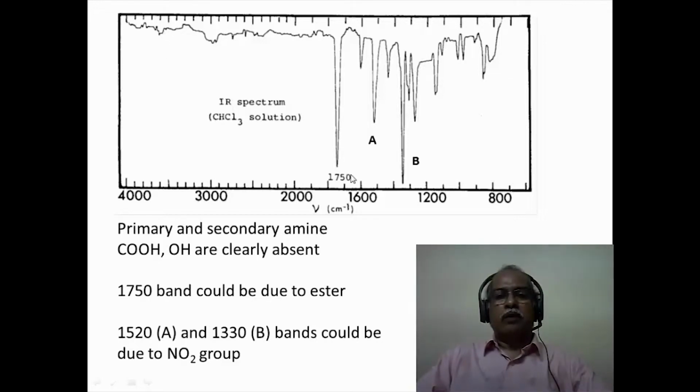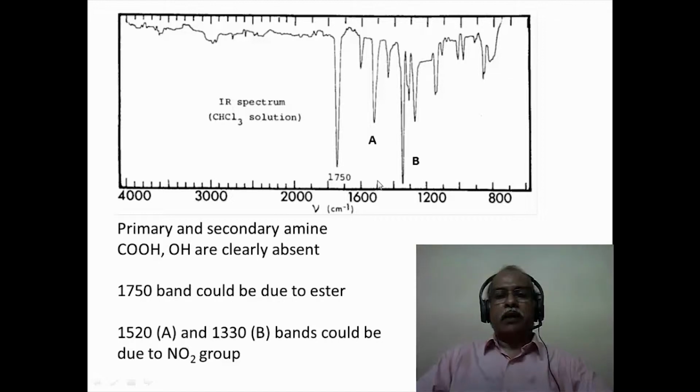However, the molecule has a carbonyl functional group, and it is evidenced by the 1750 peak. So the 1750 peak could be due to a saturated ester. Saturated esters typically come in the region between 1730 and 1760, and 1750 could be the right position for a saturated ester kind of functional group.